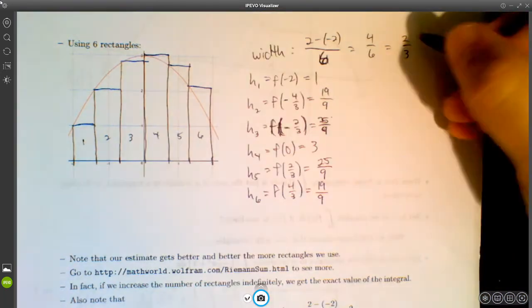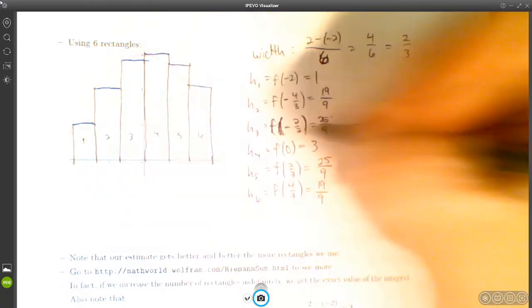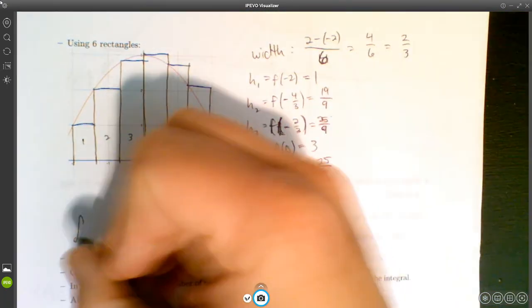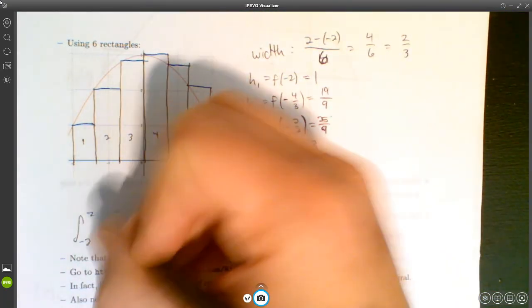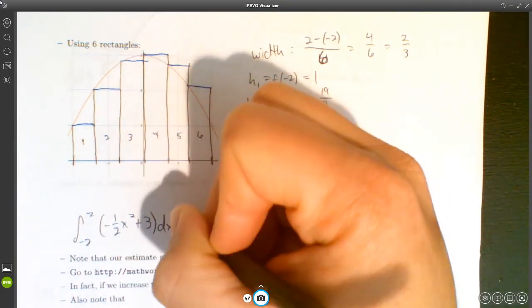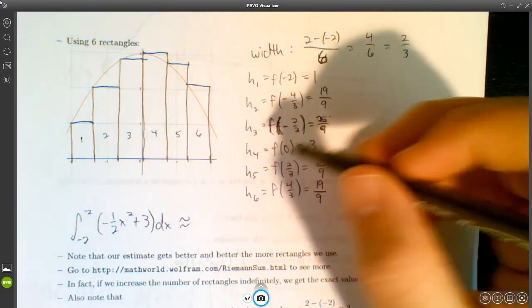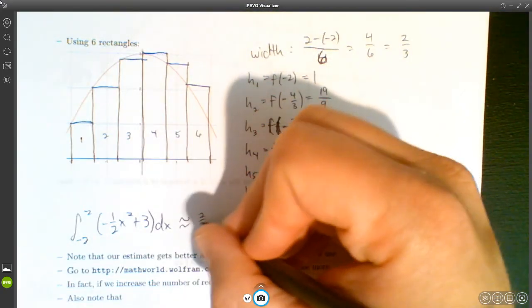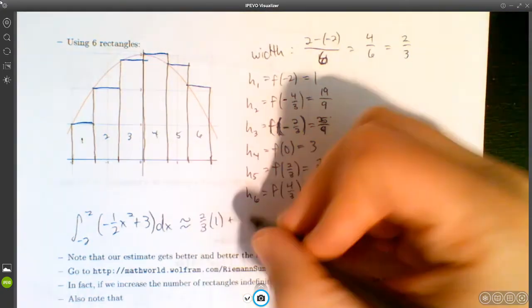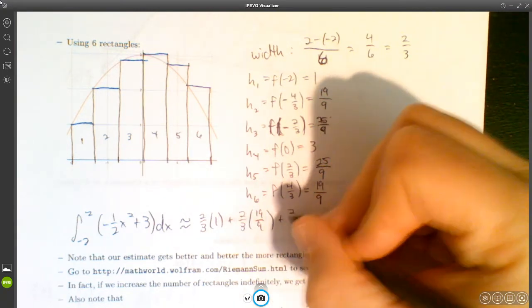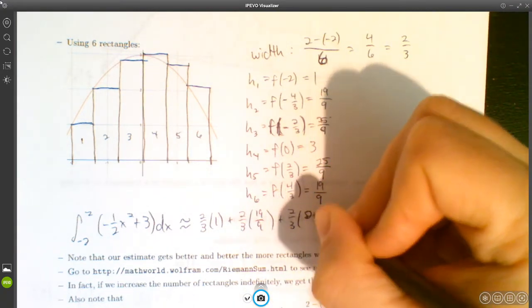The width of the rectangle we said was 2/3. In each case, these rectangles have a width of 2/3. So what's the area, right? What's the integral? The integral from -2 to 2 of f of x, which is -1/2 x squared plus 3, is approximately the area of the first rectangle plus the area of the second one plus the area of the third one, and so forth. Well, the area of the first rectangle is width times height. Area of the second is width times height. Area of the third is width times height, and so forth.